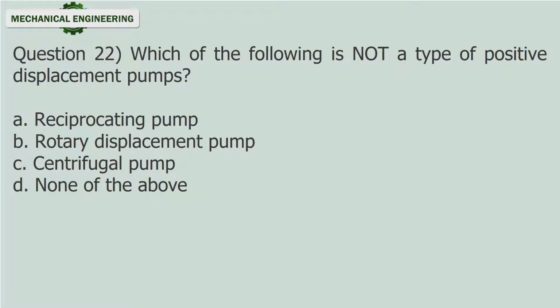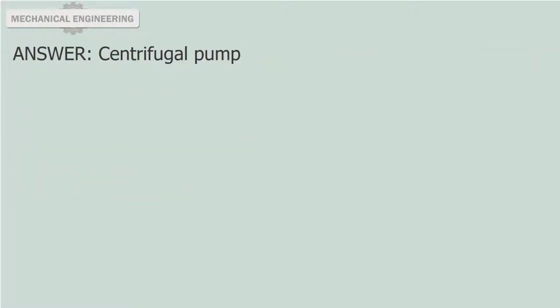Question 22. Which of the following is NOT a type of positive displacement pumps? A. Reciprocating pump. B. Rotary displacement pump. C. Centrifugal pump. D. None of the above. Answer, centrifugal pump.